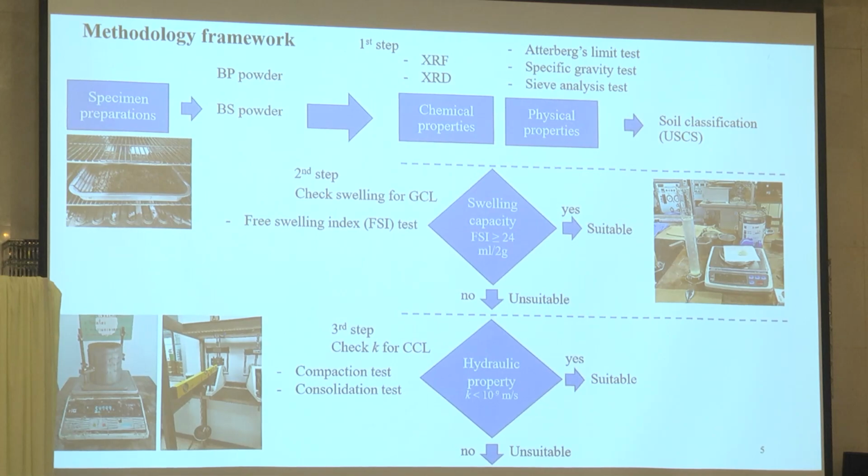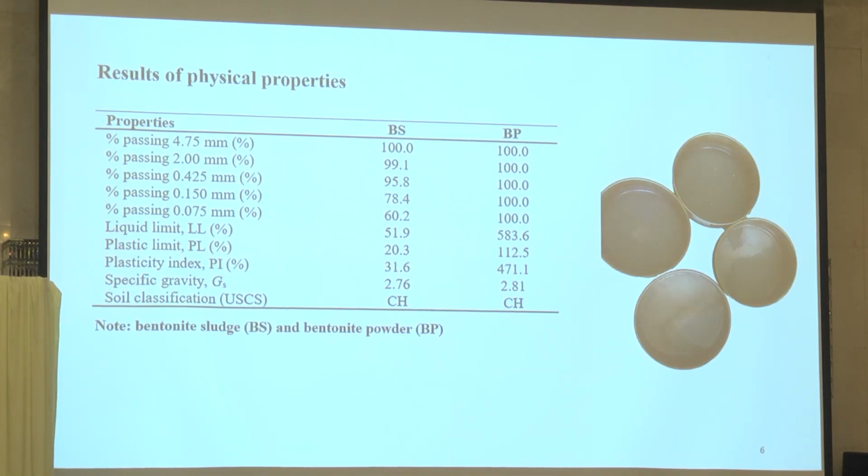And K should be less than 10 power minus 9 meter per second. So the result of the physical property test is shown in this table. For BP, the particles passing sieve number 200, while the BS, you can see, passing 60%. So the majority of the material was the fine particle, and some remaining is sand. You can see the figure shows the sand particle.